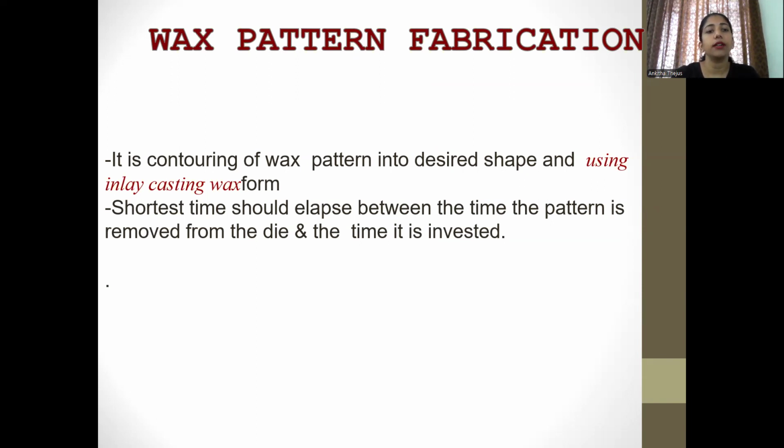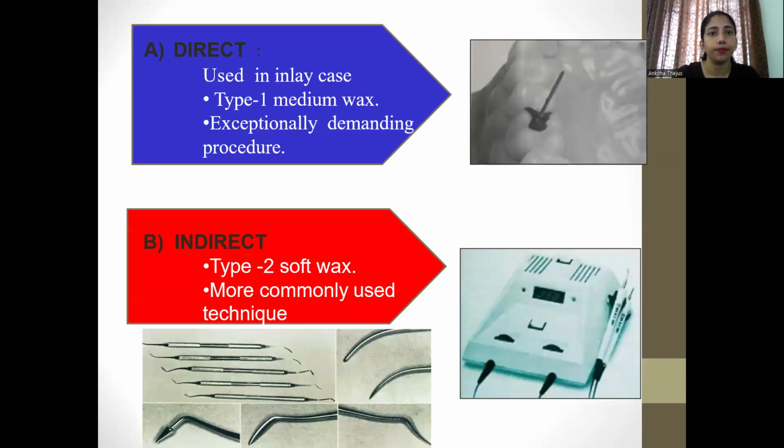If you are fabricating a wax pattern for a PFM crown, we usually make a coping. That is a smaller version which just covers the prepared tooth, and on which we will be coating the ceramic and processing it later. There are different methods of fabrication of wax pattern. The first one is the direct method and the second one is the indirect method.